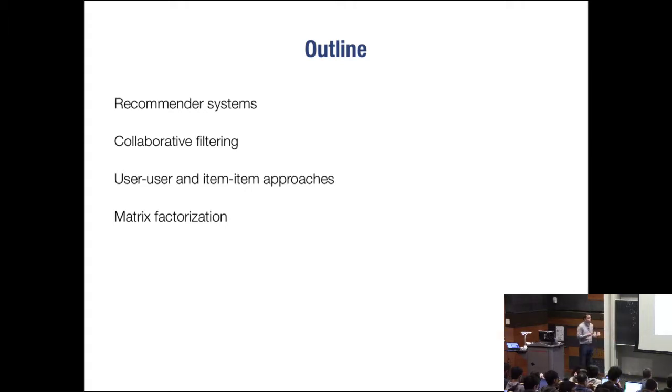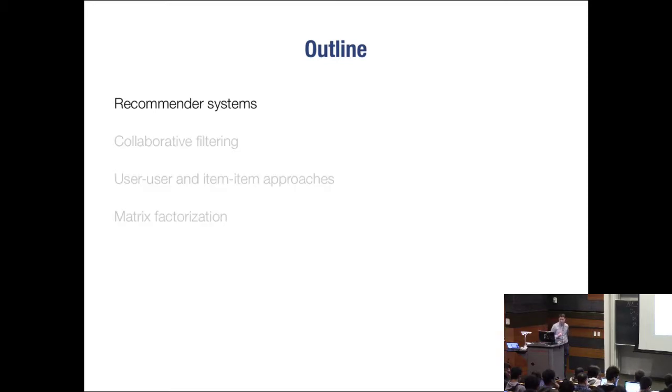The first class is user-user and item-item approaches, which are based upon things like similarity and what are called nearest neighbor methods, though we haven't focused on that too much yet in class. And the third is going to be on matrix factorization. So we'll go through each of these in some detail, but I first want to start out just talking a little bit about recommender systems broadly.